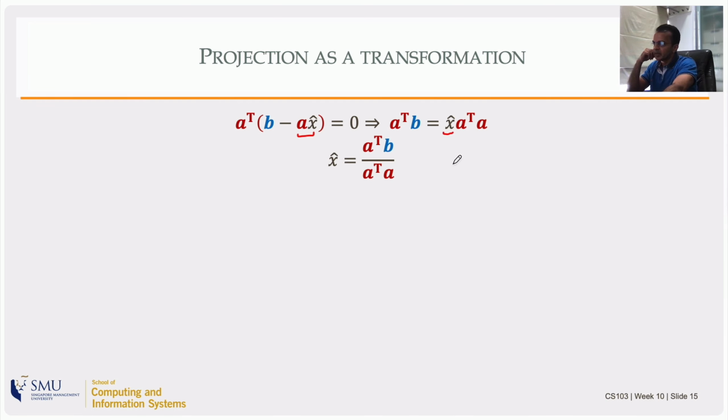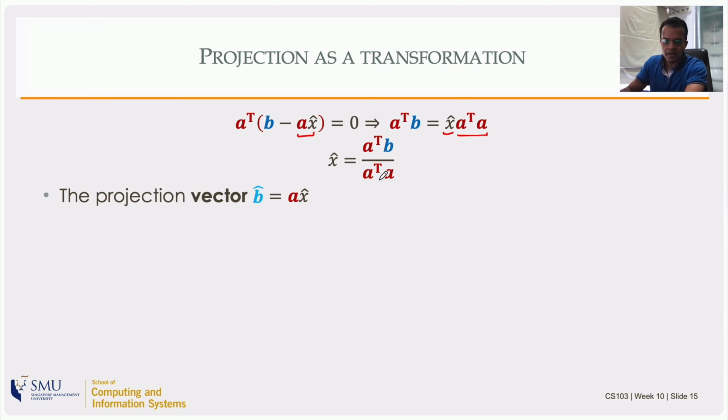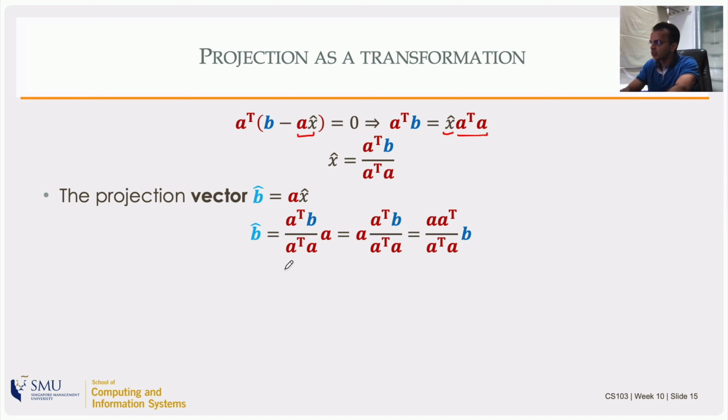So x hat is just a number, and A transpose A is a dot product, actually the square of the norm of A, so that is just a number also. So x hat is A transpose b, which is a dot product, divided by that. Now the projection I want is not just the number x hat, I actually want the vector b hat, meaning I want to take x hat and multiply that by A. So b hat is actually A times x hat, which is here, that is the same as this, times A, and then I can move it around.